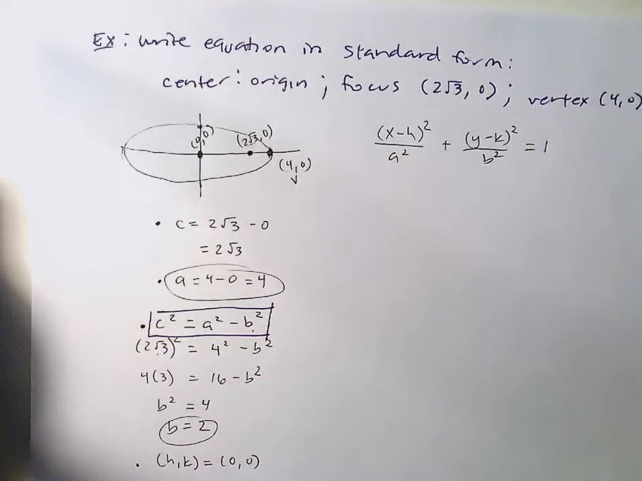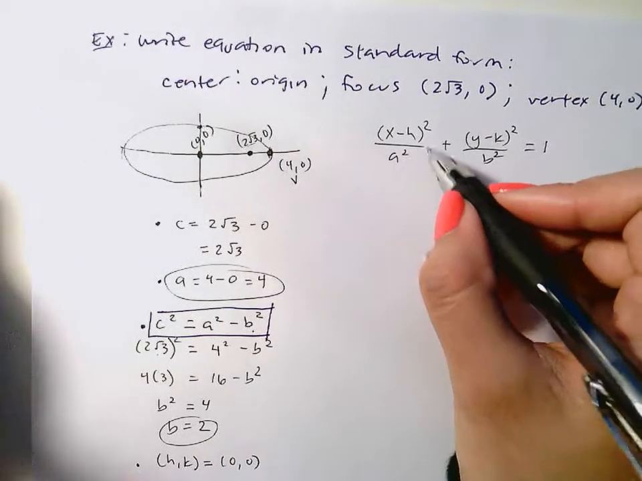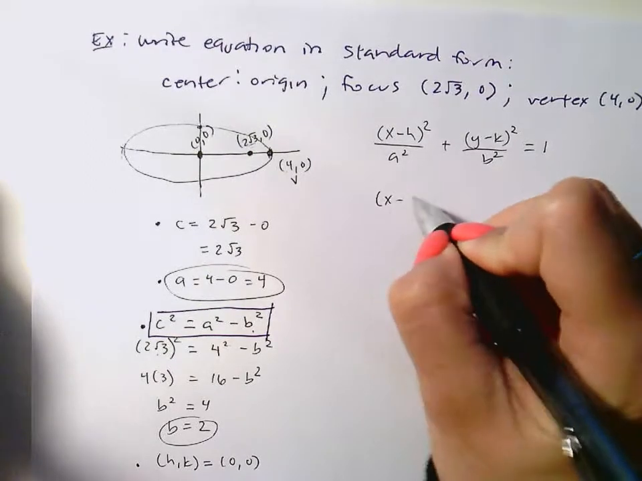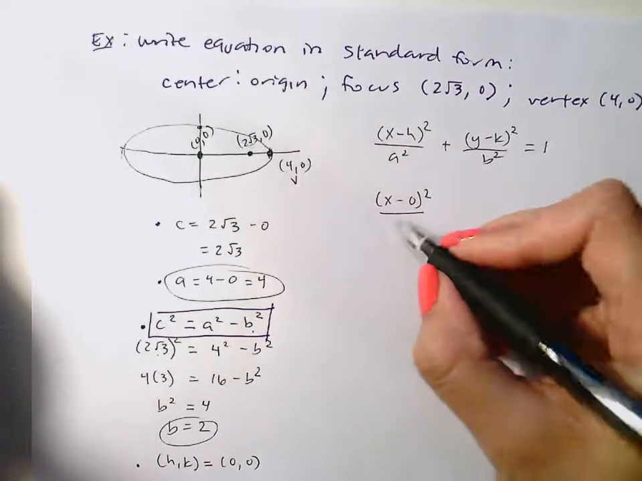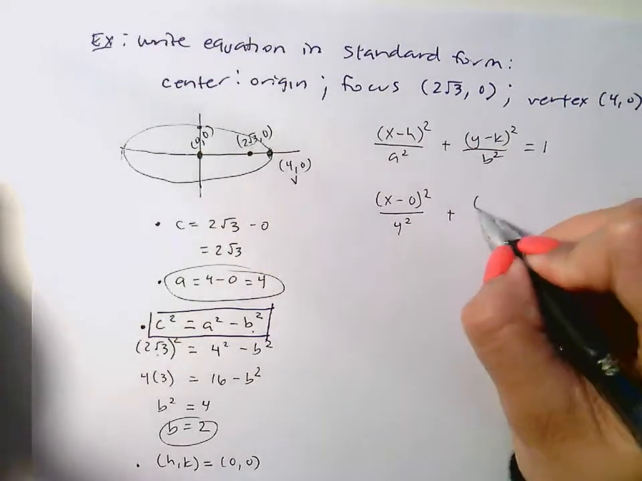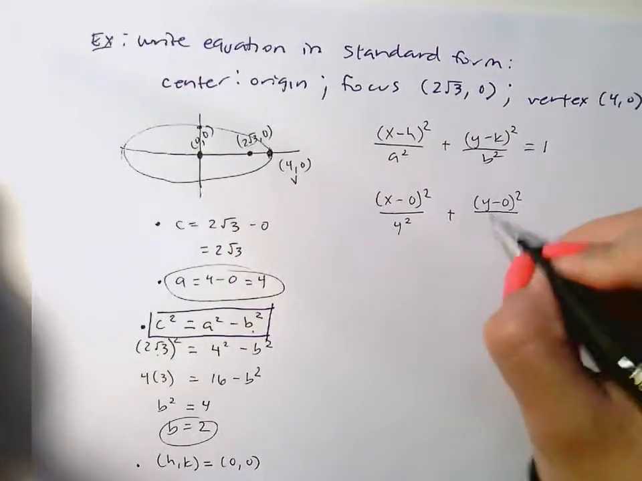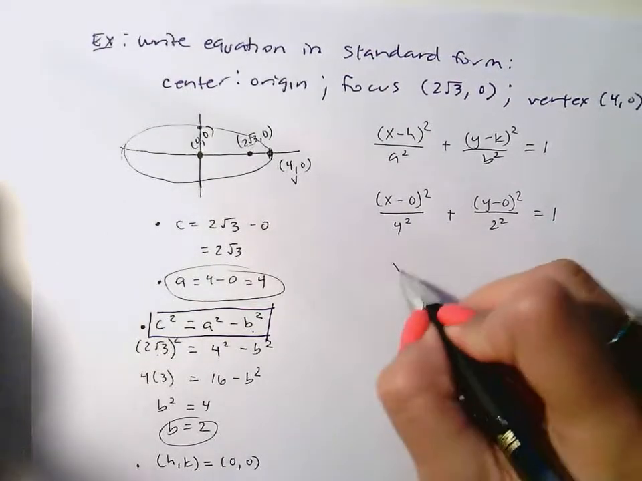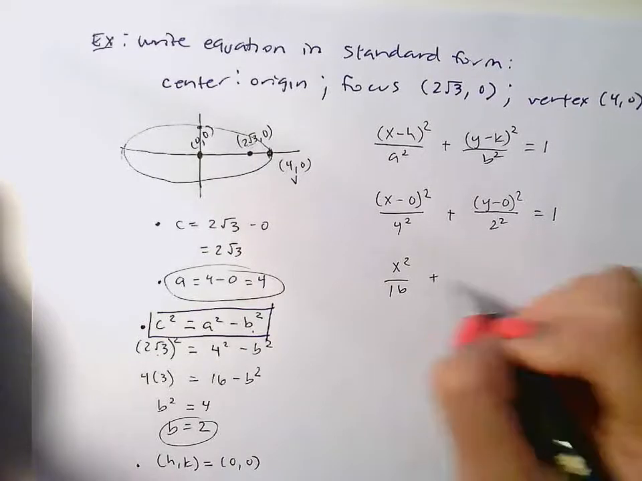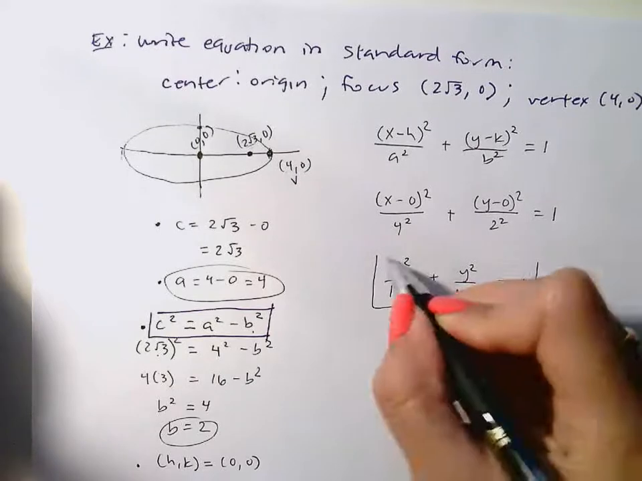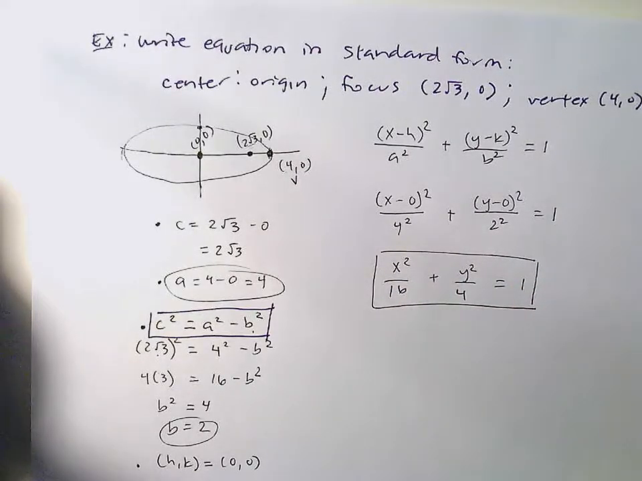So once we find b, once we have a and the center, we just plug them into this equation. So (x minus h) squared is (x minus 0) squared over a squared, and a is equal to 4, so 4 squared, plus (y minus k) squared, that's (y minus 0) squared over b squared, so over 2 squared, is equal to 1. Simplify, you get x squared over 16 plus y squared over 4 is equal to 1. And this would be my solution in standard form.